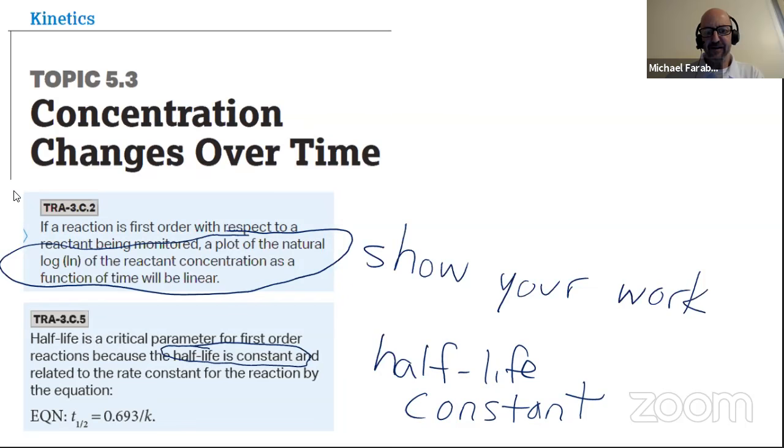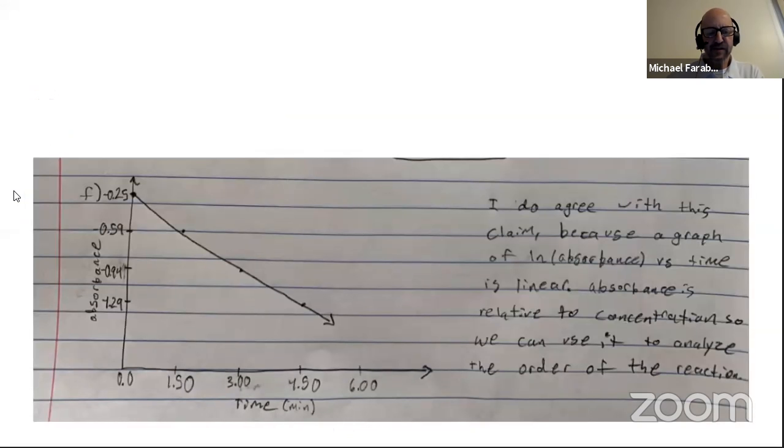Now, some students said it has a half-life and therefore it's first order. Half-life is not unique to first order decay. Okay, the fact that the half-life is constant is part of that, not just that it has a half-life. Okay, so this person did make a graph to show that the natural log is decreasing over time. That looks good.